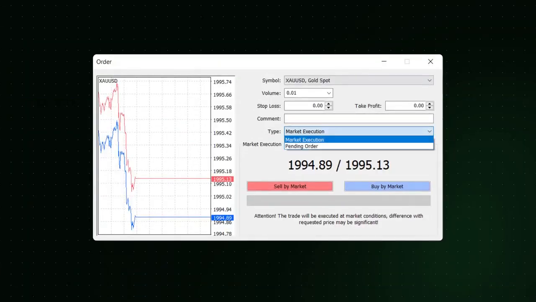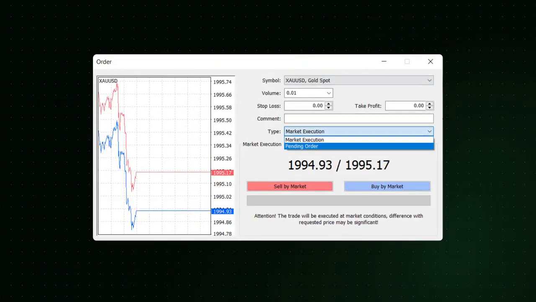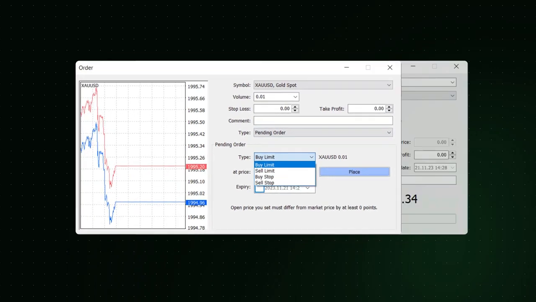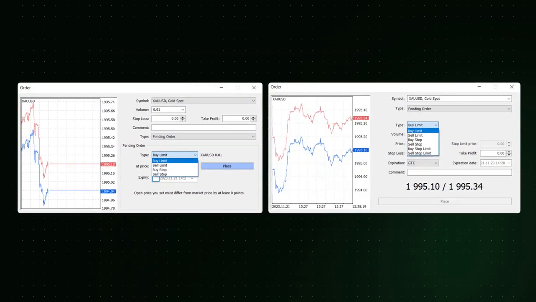MetaTrader 4 and MetaTrader 5 support basic pending orders: buy limit, buy stop, sell limit, and sell stop. However, MT5 also supports buy stop limit and sell stop limit orders.